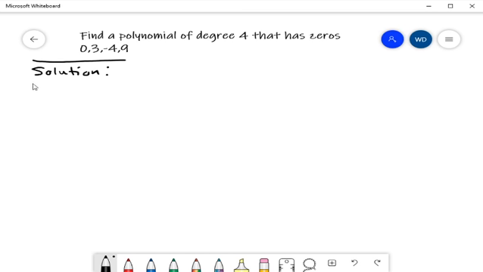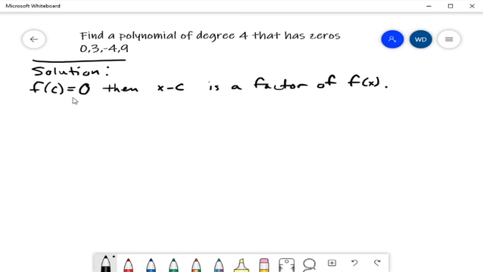That's easier. Anyway, this comes from the fact that if a function equals 0 at some number c, then x minus c, that expression, is a factor of the function. Okay, this is called the Factor Theorem. So if f of 0 equals 0, then that means x minus 0 is a factor. If 3 is a zero, then x minus 3 is a factor, and so on. X minus negative 4, x minus 9.